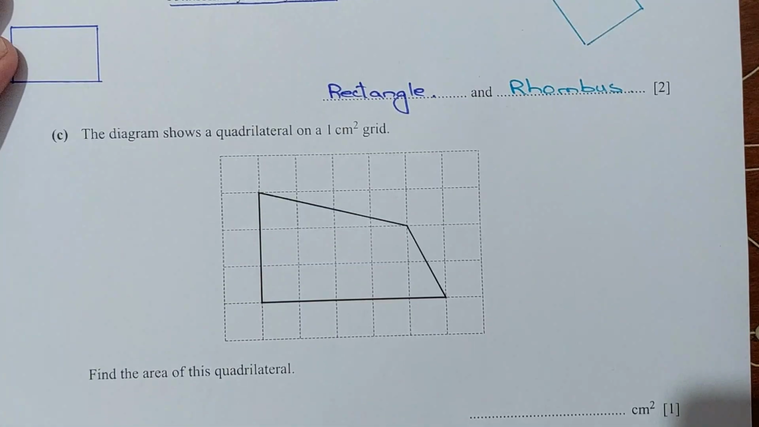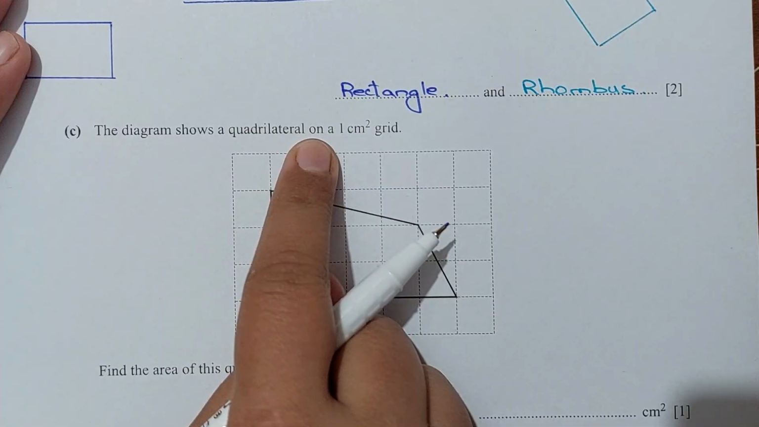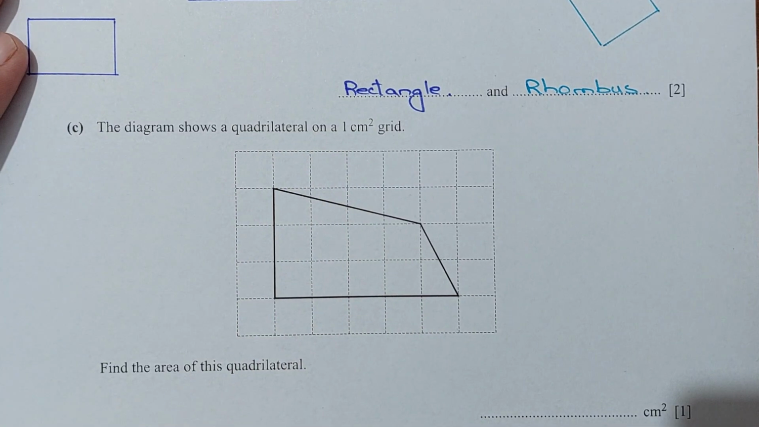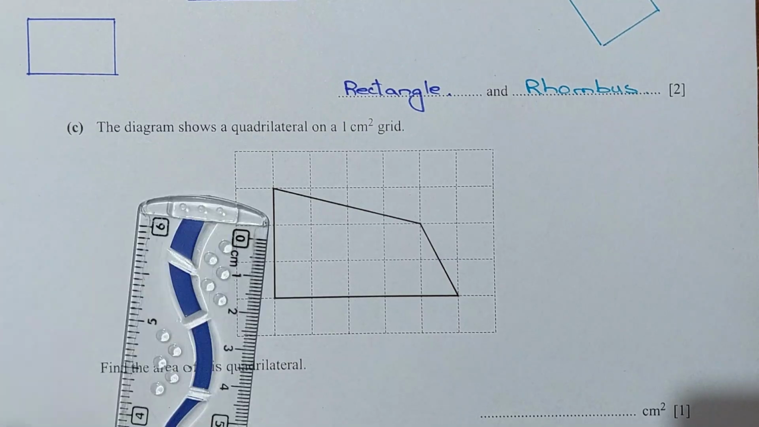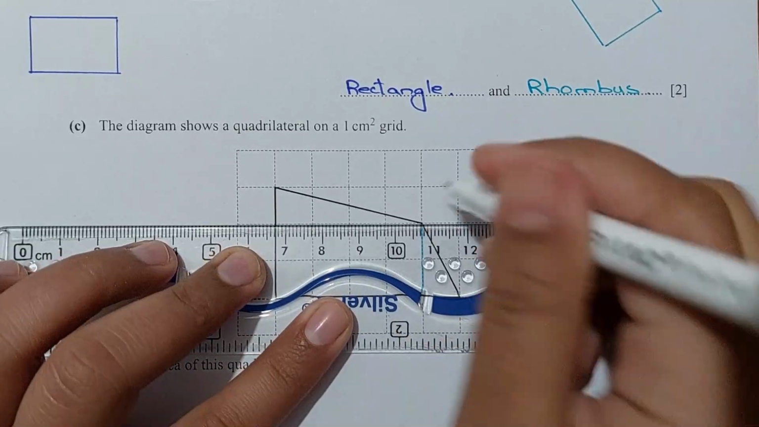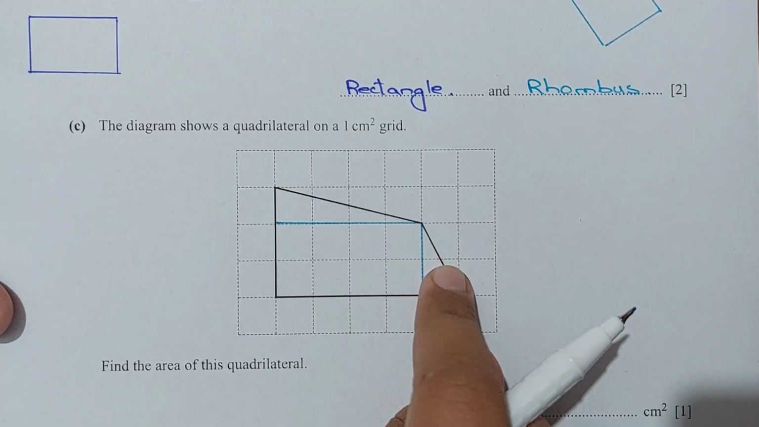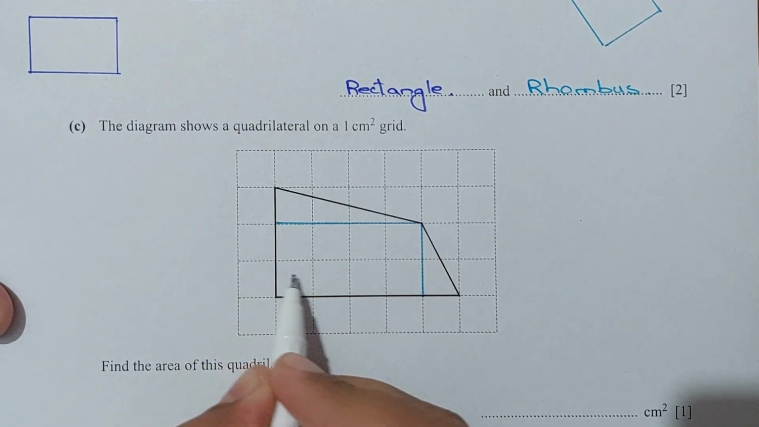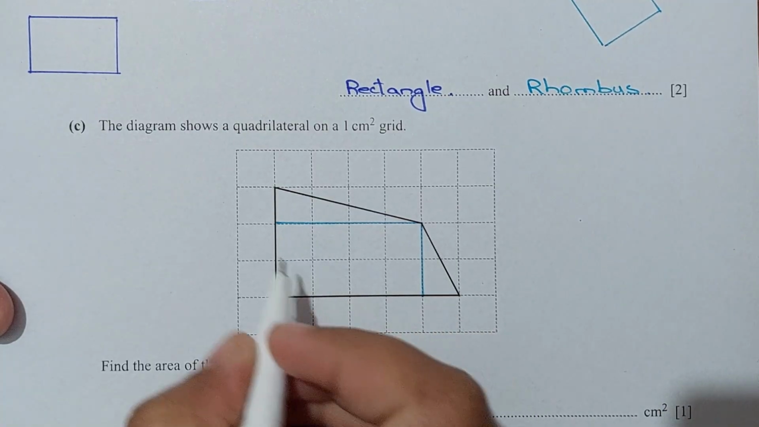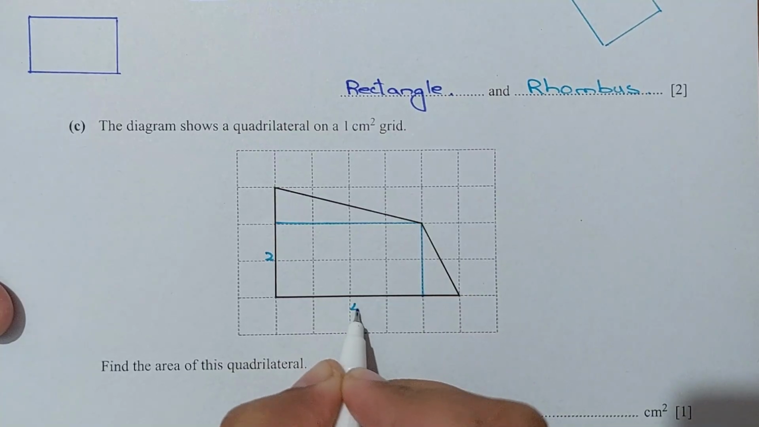Now for part C, the diagram shows a quadrilateral on a 1 centimeter square grid. Find the area of this quadrilateral. So let me break the quadrilateral. Now this quadrilateral has three shapes. This is a rectangle, this is a triangle, this is a rectangle, and this is a triangle. So this is 2 units, and this would be 1, 2, 3, 4 units. So this is a rectangle.